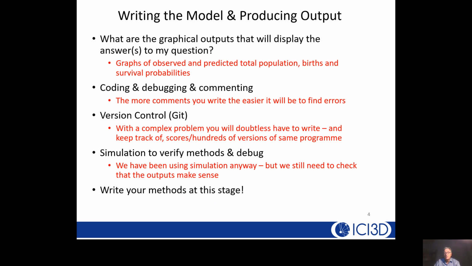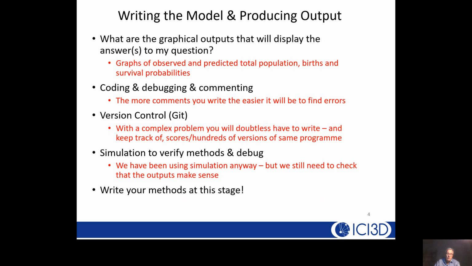Now, having done the modeling and got the results and seen what actually happens, what are we going to do? What are the graphical outputs that will display the answers to the question? What I've just shown you is what we've actually done in terms of fitting the model. But what we want to do is have some nice things which will actually show the reader what's going on. So graphs, for instance, of the observed and predicted total population, also the observed and predicted births and survival probabilities, which I didn't show you. But all of those we've got very good fits to, so you want to do that.